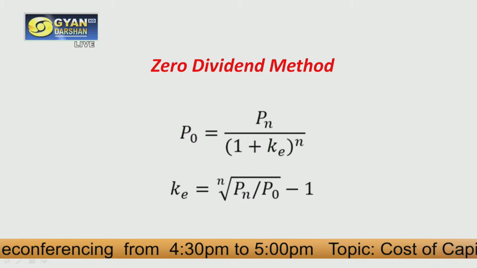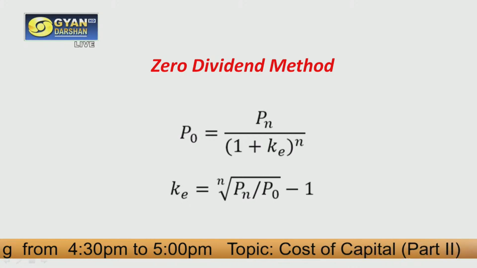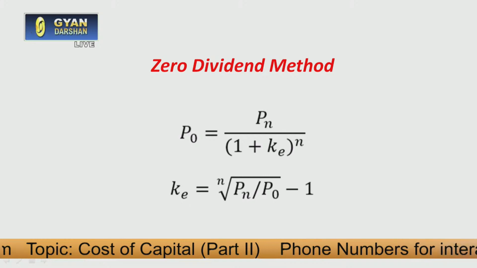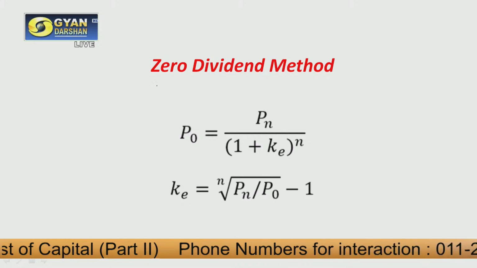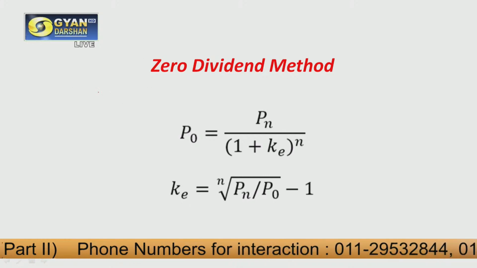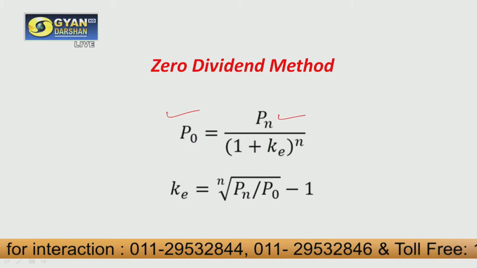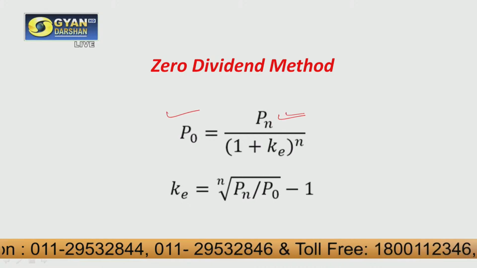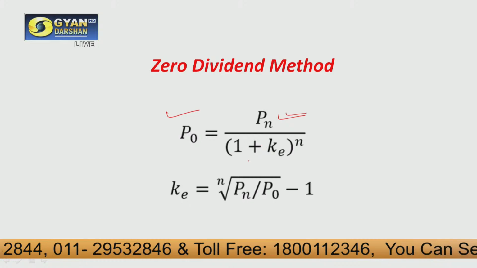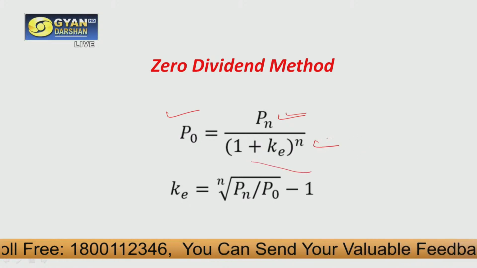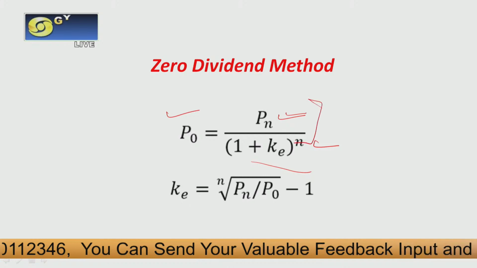And then there is a fourth case when there is no dividend given at all. That means the zero dividend method. In this case no dividend is declared, and again we will start with the value of the share, and this value of the share at the time of maturity has to be divided by (1 + KE) raised to the power n. And again we just need to adjust this equation to reach our formula.